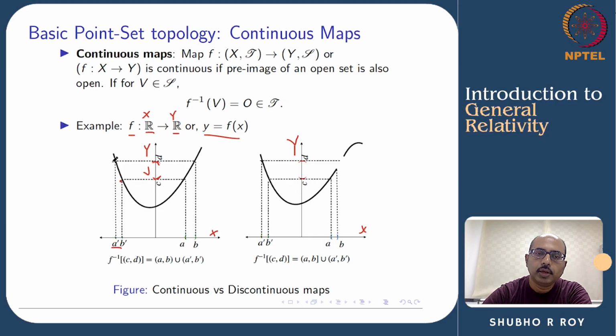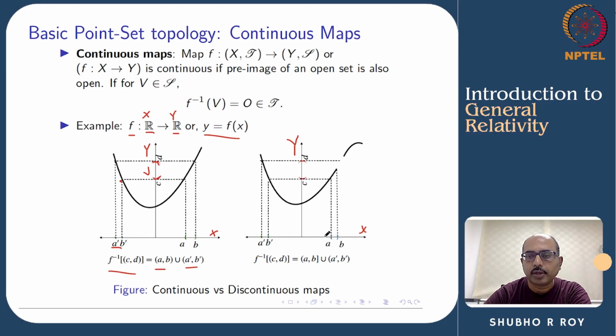So you can have the value of CD when you are in this open interval A prime B prime or A and B. So f inverse of this open set on Y is actually a union of two open intervals, and we know because open intervals are open sets, their arbitrary unions are also open sets. So the pre-image of an open set is an open set. So that's why this is a continuous function. This is a continuous map, which coincides with the definition of a continuous function.